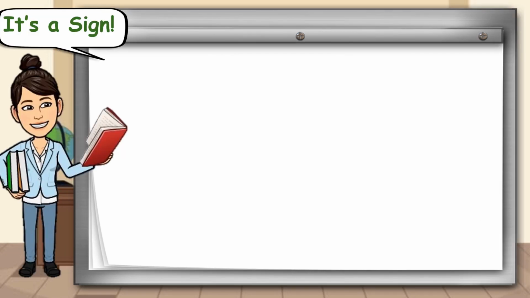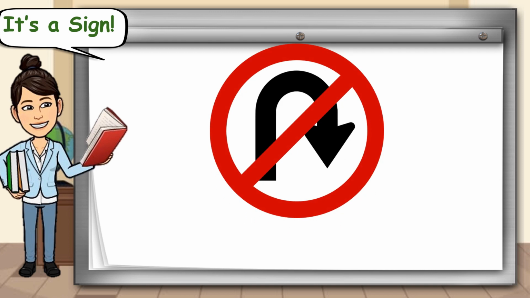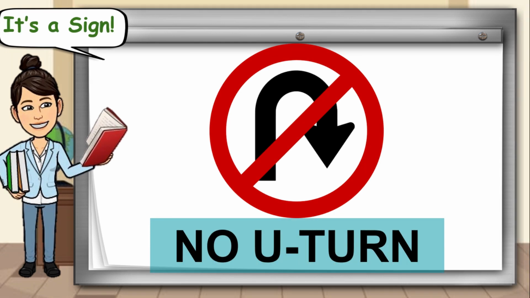But before we proceed to our discussion, let us have a game first entitled It's a Sign. Symbols are often used in real life to express a message. Now, I will flash a symbol and all you have to do is guess what the symbol is for. Are you ready? Alright, first one. What do you think this road sign is for? Okay, very good. This means no U-turn.